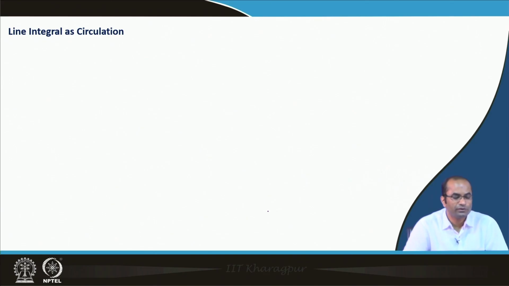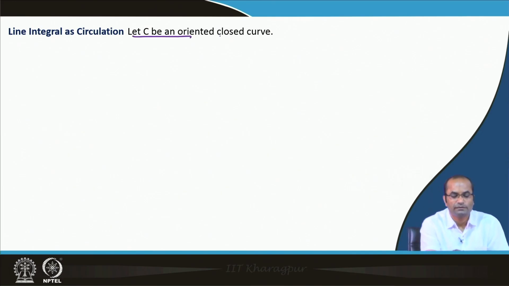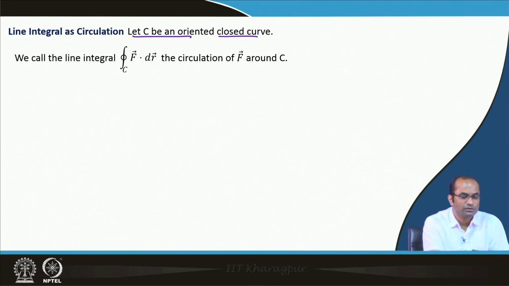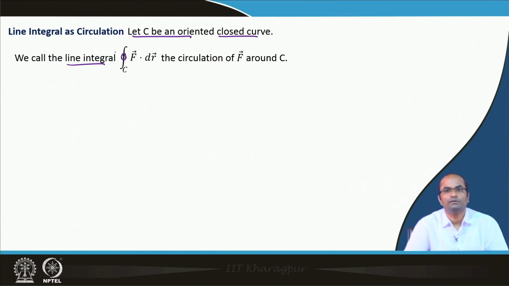There is another terminology used here, the line integral as circulation. Let this C be an oriented simple closed curve. For the closed integral we usually use this symbol. Such a closed line integral is called the circulation of f around C. It has some physical meaning, of course, we are not going into the details of that.